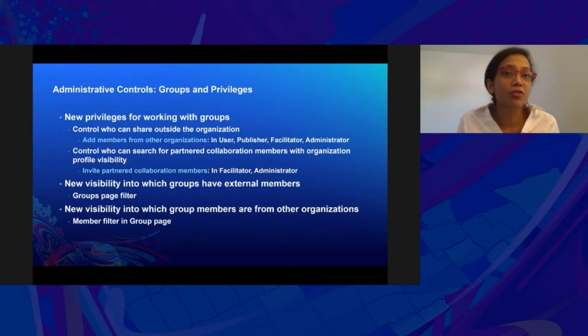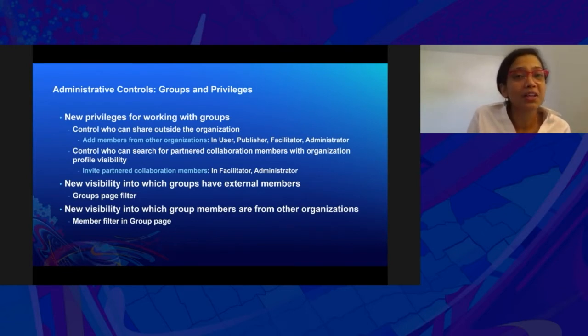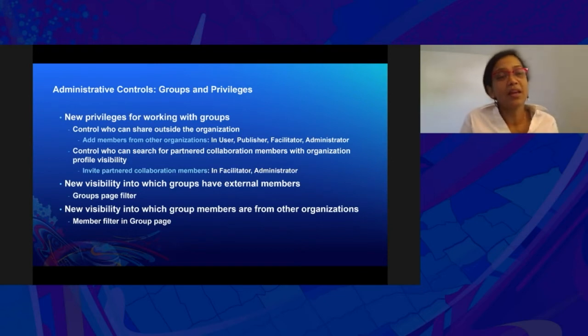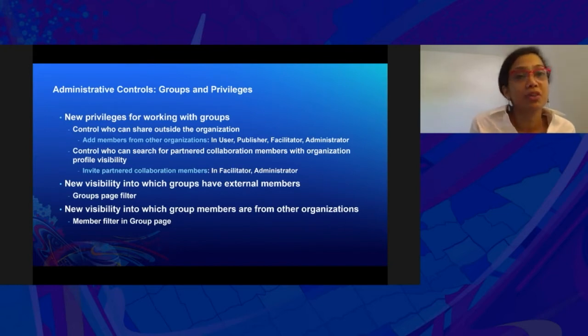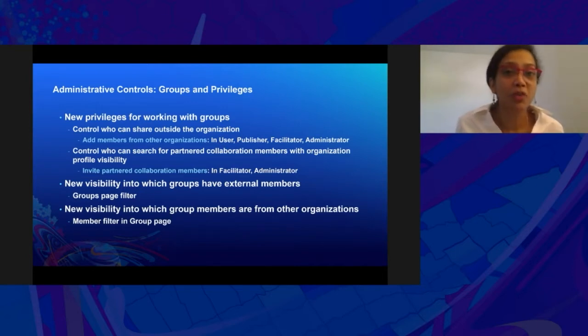And as an administrator, you have new visibility into which groups have external members. So this is very powerful because so far you haven't been able to see, okay, I've got groups in my organization that have members from outside the organization that are sharing our organization content that way. You weren't able to see it, now you're going to be able to see it as an administrator. And I'll show it to you in just a bit. And you also have new visibility into which group members are from other organizations. Like I mentioned, in a group on the members tab, you're going to be able to filter for members from other organizations.